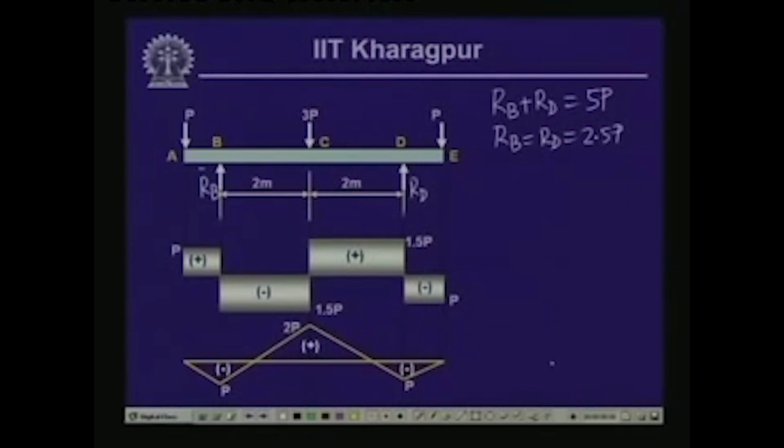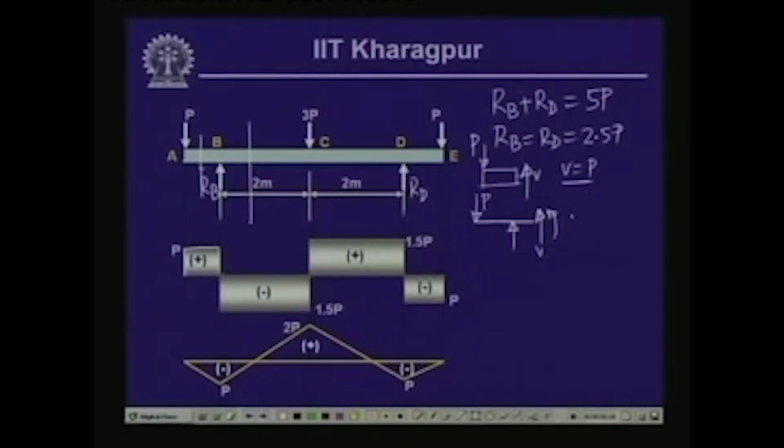Now, if we look into the shear force diagram, between A and B in the first segment, if I take a section over here, the value of the shear force will be equal to positive P. From A to B there are no other loads, so it is constant. So, the shear force between A and B is constant at P. Now, if I take a section between B and C and draw the free body diagram, we have the load here, which is P, we have the reactive force, which is 2.5 P, and we have the shear force, which is V, and of course we have the moment.